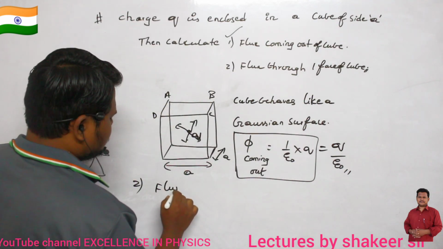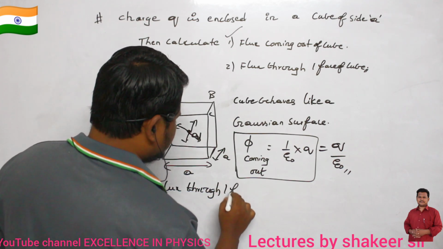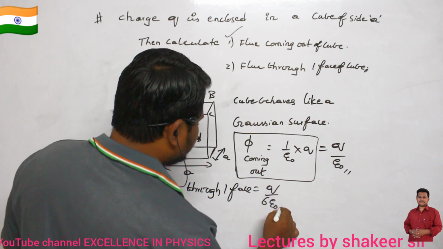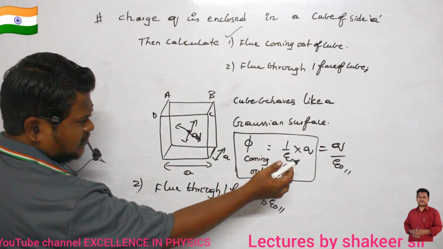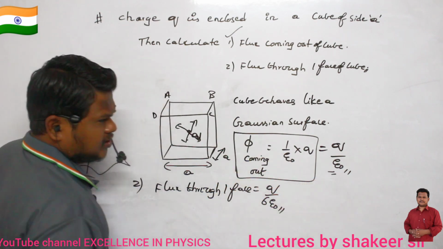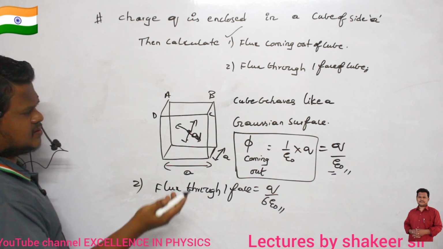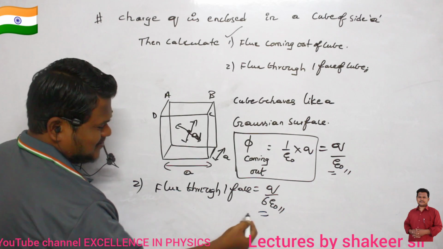Flux through one face is how much? Q by 6 epsilon naught. Can you say what is the reason? Total flux coming out is Q by epsilon naught, no? And the cube has how many faces? 6 faces. Then what is the flux coming out of each face? Q by 6 epsilon naught, that's all.